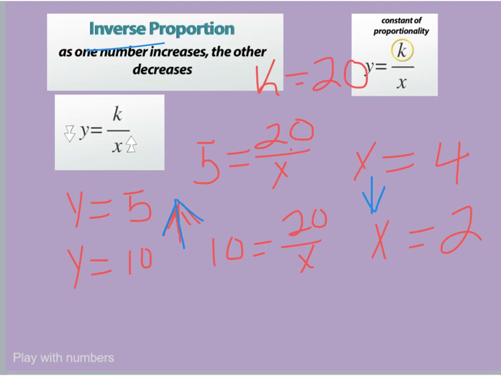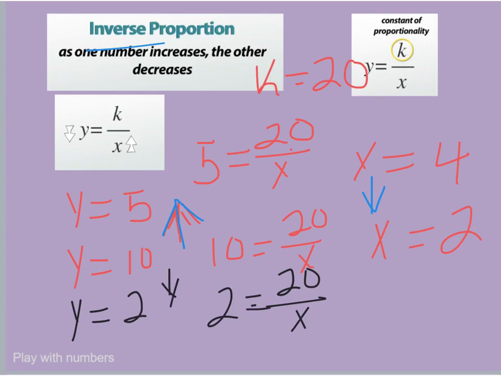Instead of bringing my y higher, I'm going to make my y go down. So I'm going to say y is equal to 2. I'm just going to pick a lower number. So 2 is equal to 20 over x. I'm solving for x. 20 divided by something has to be 2, and that something's going to be a 10. Oh, look. I lowered my y, and what happened to the x?